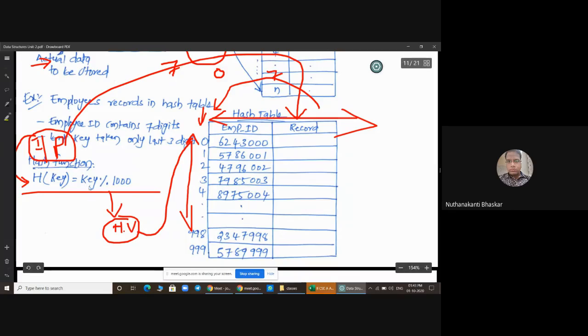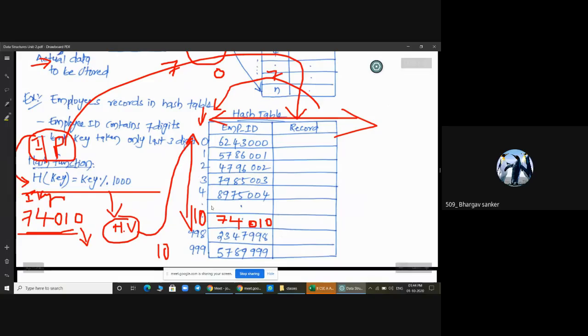For example, I already told you the input I gave: 74010. This is the input. Then tell me what is the hash value from this input data, or maybe the key? Yes, 10. Now the hash value is 10. Now the hash function is going to search the 10th location, and it is going to insert this data, 74010, in the 10th record of the hash table. Understand?